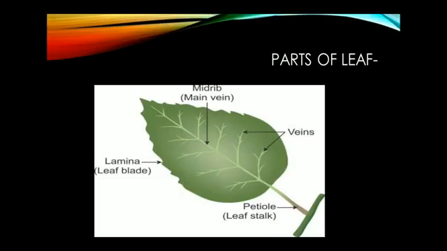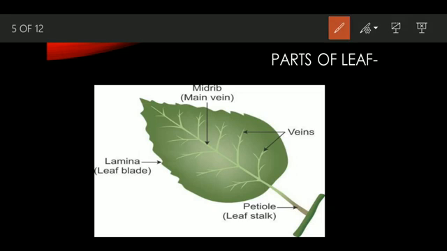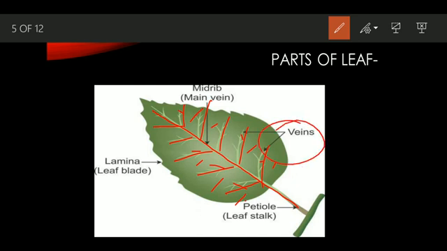Again, just come back to the diagram of the leaf. Here you can see this broad, thick line. This is called the midrib, and from this thick line, several branches arise. These branches are very thin, and along these branches you can also see that many sub-branches arise. So these thin branches are known as veins. Got it?